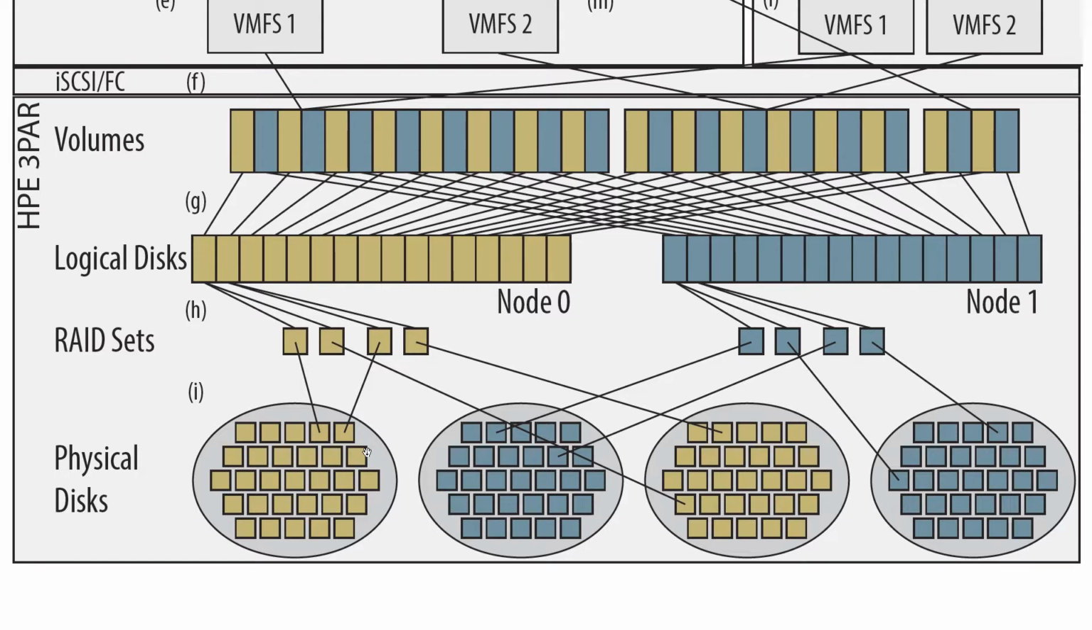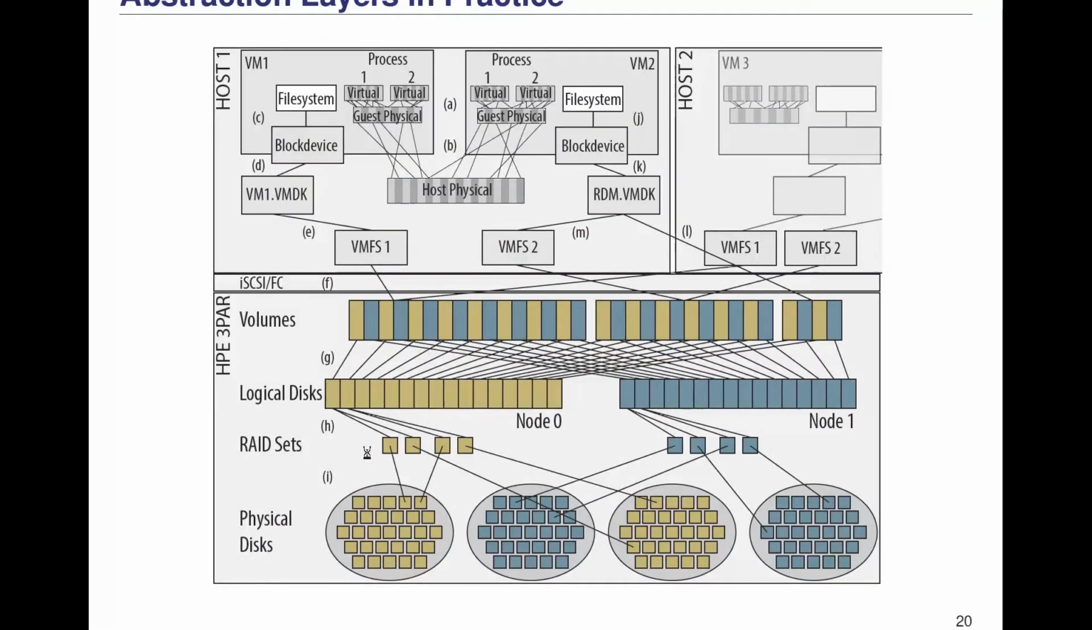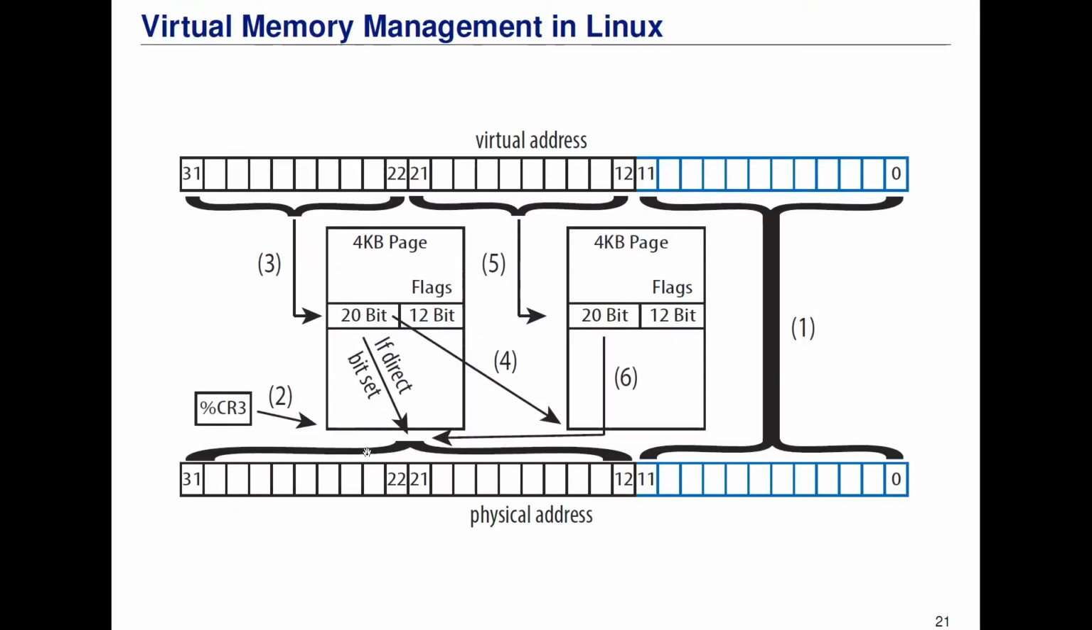So these are the abstraction layers in practice. Now we looked at a few examples. The first example is the virtual memory management in Linux. I don't know if you're familiar with this. So this is a page walk. We want to map a virtual address to a physical address.